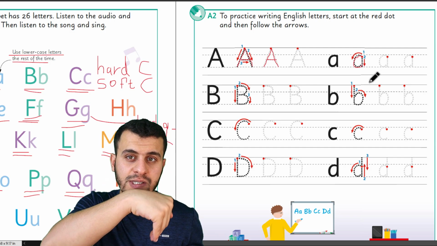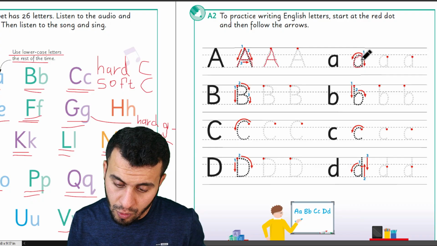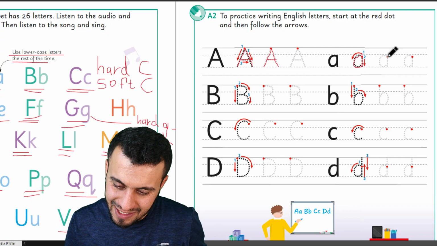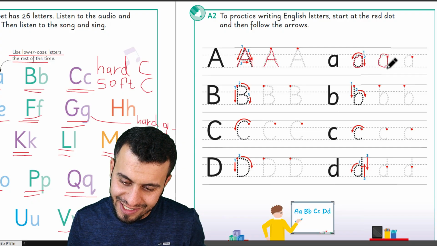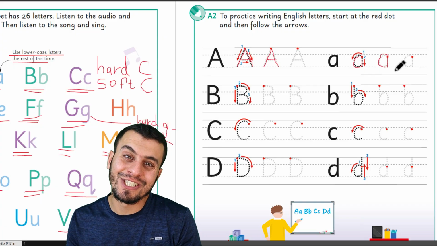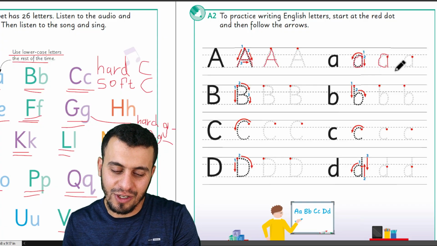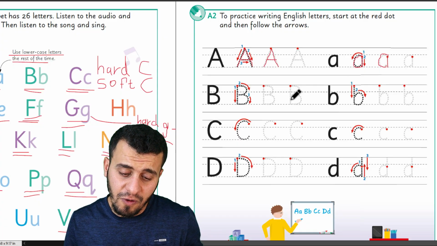One, I make a curve like this. Then I come from the top to the bottom. That's it. Small a is written in this way. Let's move on to B.